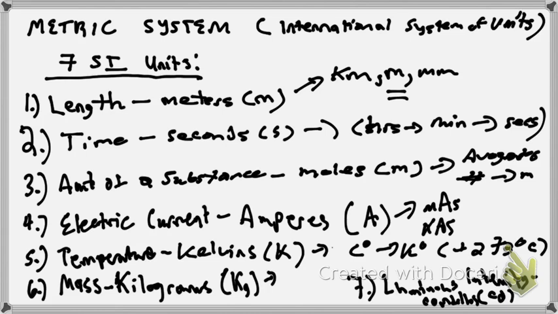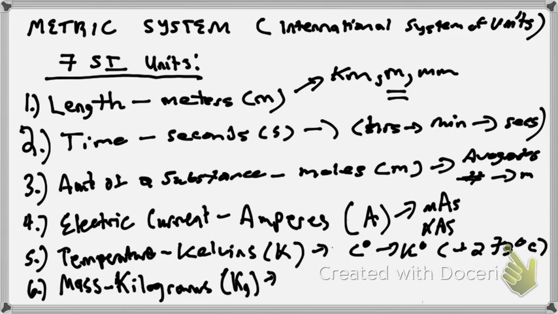First, let me erase some of this. So mass to kilograms: we're going to have to convert from grams to kilograms. We're going to have to go from milligrams to grams. We might have to go from centigrams to grams. So we're going to have a lot of these different conversions that we need to do.